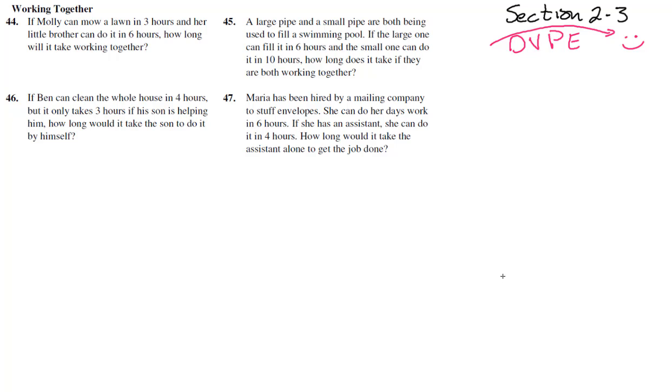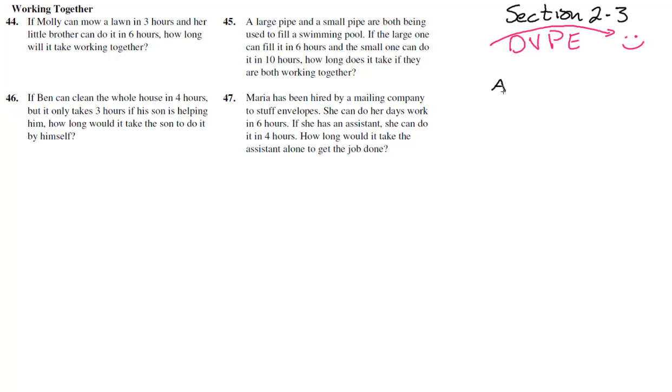Hello and welcome to the section on word problems. And 44 through 47, we're going to be working together. What happens when two people work together? What happens to their total time in getting something done? Now, there is a formula, but I'm going to draw up here the concept, which I think is a little bit more explicit and easier.